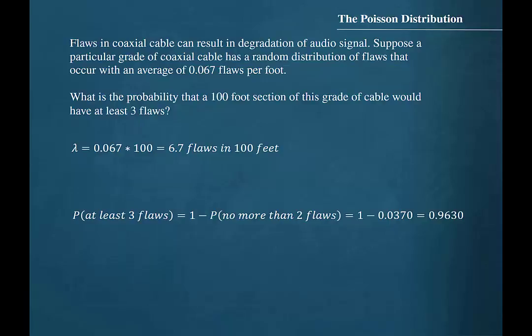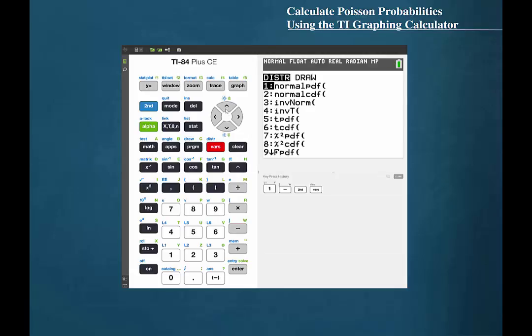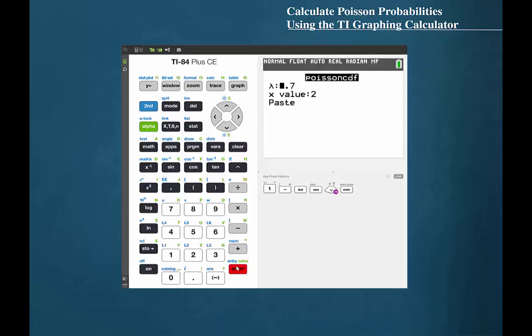0.0371. What is the probability that a 100-foot section of this grade of cable would have at least 3 flaws? In the previous video, we used the complement to calculate this probability. We are going to use a complement this time, so we will begin by pressing 1 minus, then second VARS, again cursor down to E for Poisson CDF, and press enter.